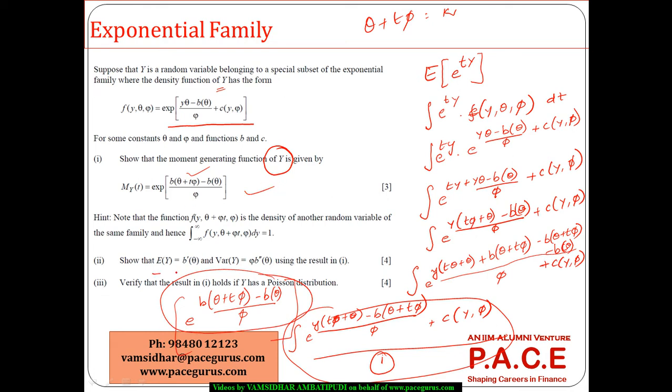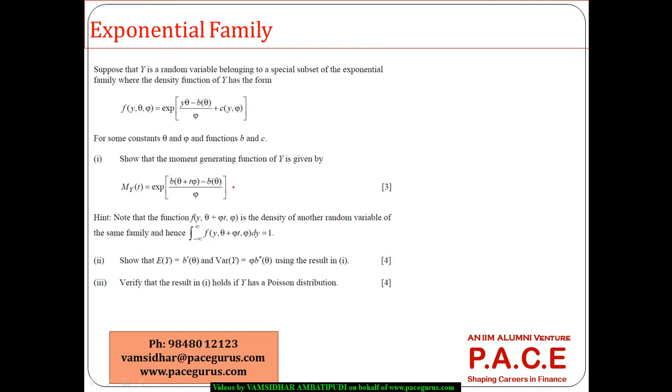Then the question is asking me to show the expected value of y. This is the moment generating function. Now, if this is the moment generating function, what is the way we find the expected value of y? I take m dash of t, where t equals 0. That is the expected value. So the expected value of y is nothing but m dash of 0. I know that this is m of t, so m dash will come out as b of theta plus t phi minus b of theta by phi.